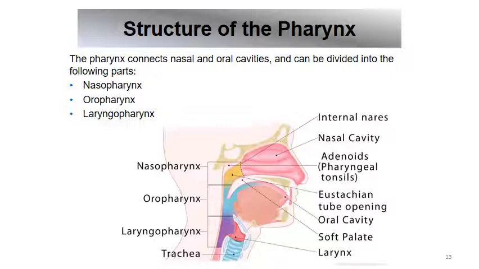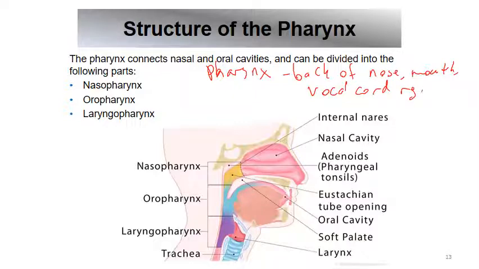The pharynx. Pharynx means the back of the nose, back of the mouth, and also the region of our vocal cords. So the nasopharynx is the region behind the nasal cavity, the oropharynx is the region behind the mouth, and the laryngopharynx is then the region of our vocal cords.